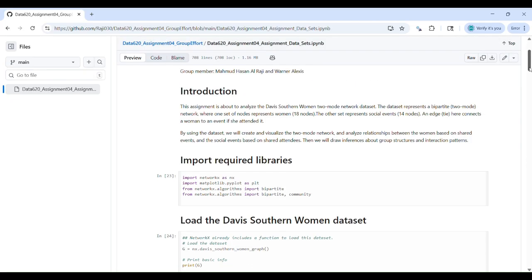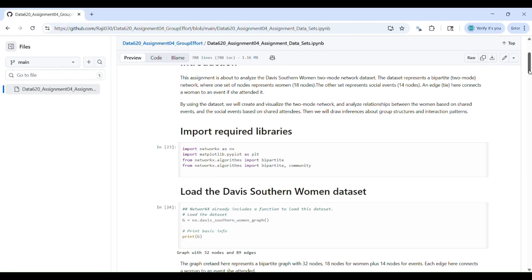Basically, this assignment is about analyzing the Davis Southern Women two-mode network dataset. The dataset represents a bipartite, which is basically a two-mode network, where one set of nodes represents women and the other set represents social events. The women set has 18 nodes and the social events set has 14 nodes. And an edge, or a tie, connects a woman to an event if she attended it.